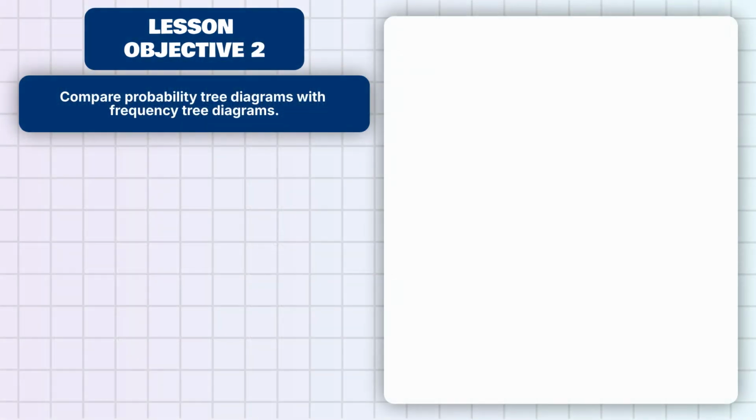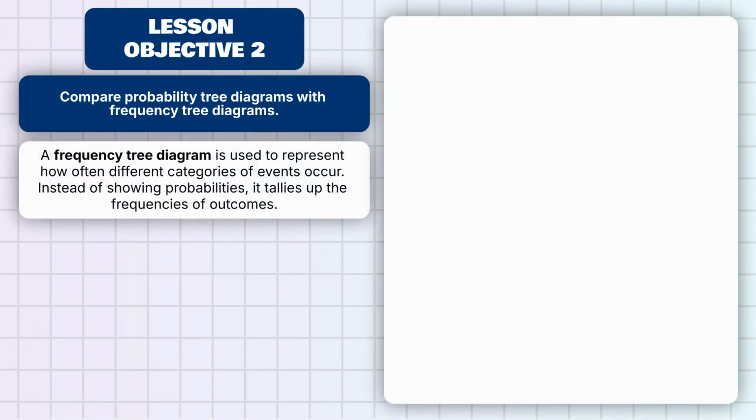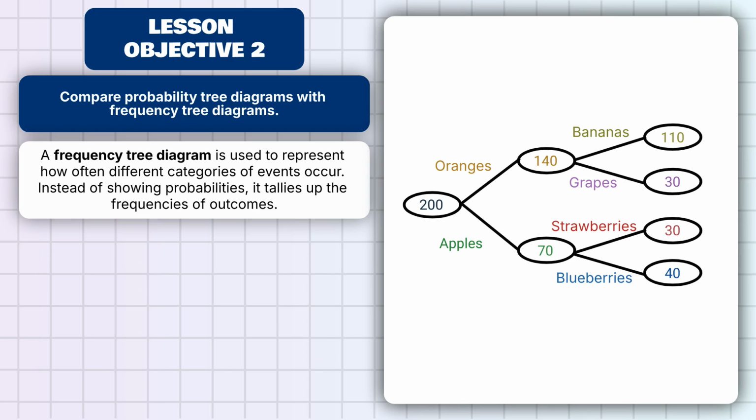Now let's compare this with a frequency tree diagram. A frequency tree diagram is used to represent how often different categories of events occur. Instead of showing probabilities, it tallies up the frequencies of outcomes. For example, in a survey of people choosing their favorite fruits, the branches would show the counts or frequencies of people who prefer apples, bananas, oranges, etc.